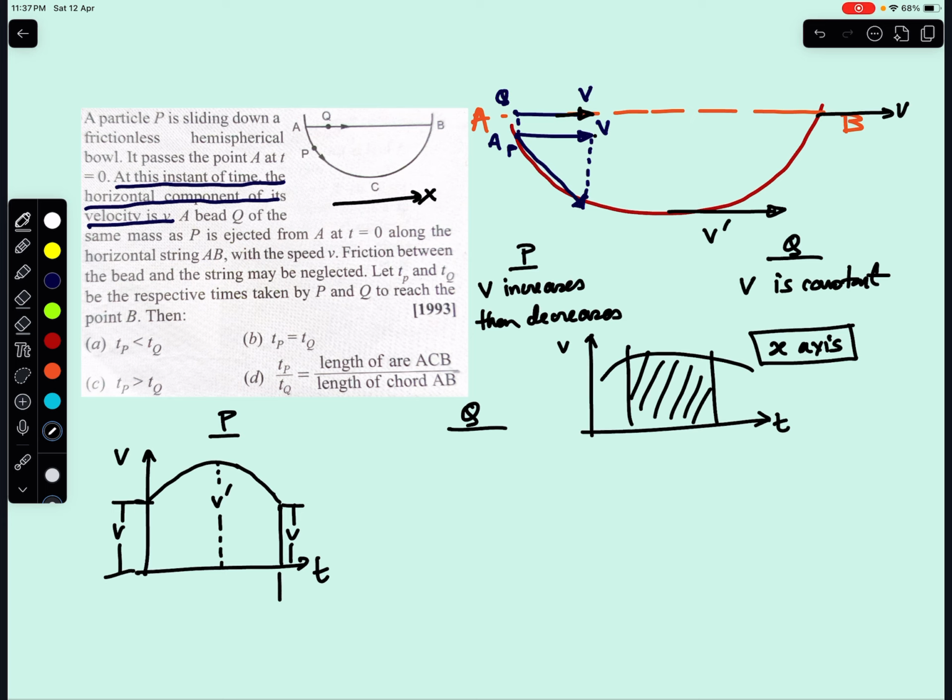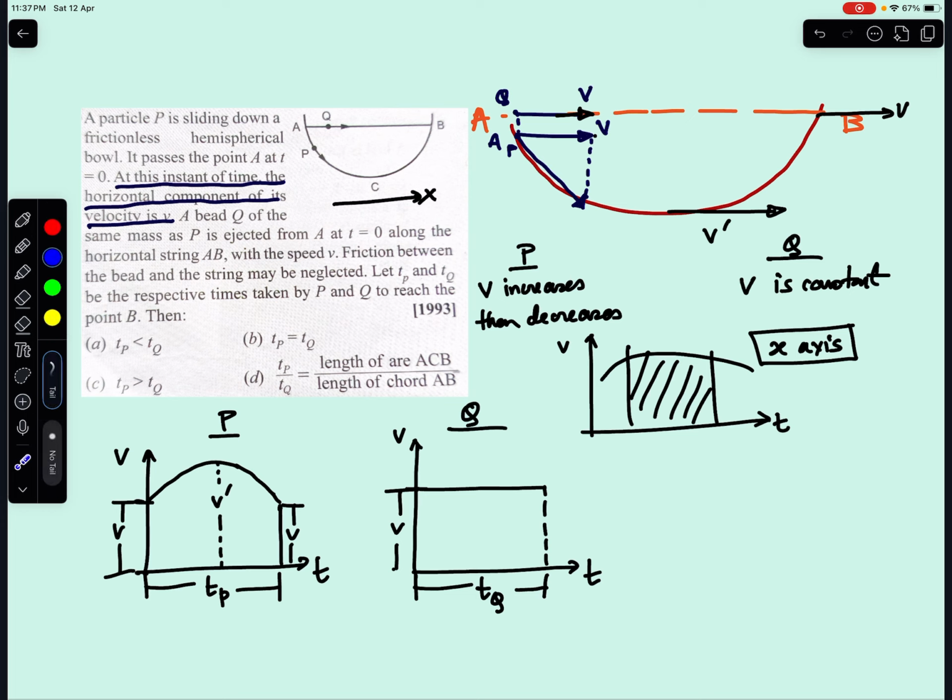So this is the time T_P. Now for the particle Q, the velocity is v and it remains v. So this much area, this time is T_Q. But as the x displacements are equal in both cases, because the x displacement is AB, the area under this curve, which is the x displacement, is equal to the area under this curve, because the x displacement is same.